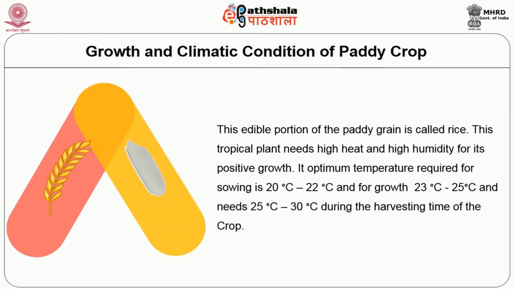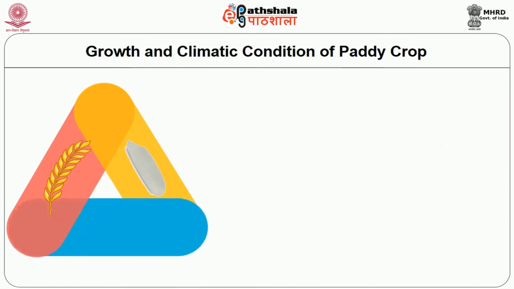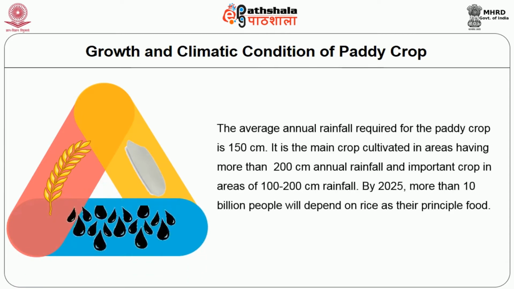This tropical plant needs high heat and high humidity for its growth. The optimum temperature required for sowing is 20 to 22 degrees Celsius, for growth 23 to 25 degrees Celsius, and 25 to 30 degrees Celsius during the harvesting time of the crop. The average annual rainfall for the cultivation of paddy is 150 centimeters. It is the main crop cultivated in areas having more than 200 centimeters annual rainfall and an important crop in areas of 100 to 200 centimeters rainfall. By 2025, more than 10 billion people will depend on rice as their principal food.